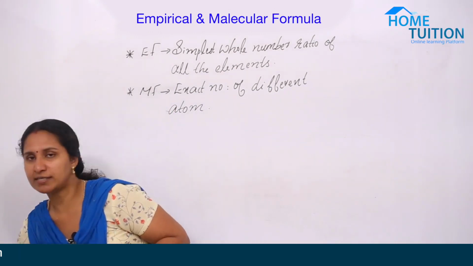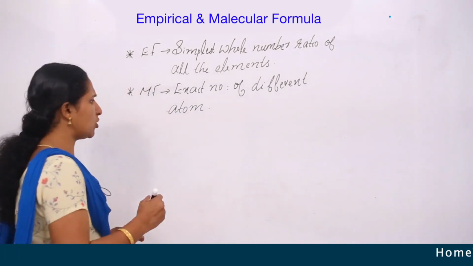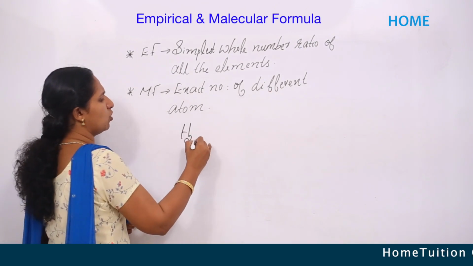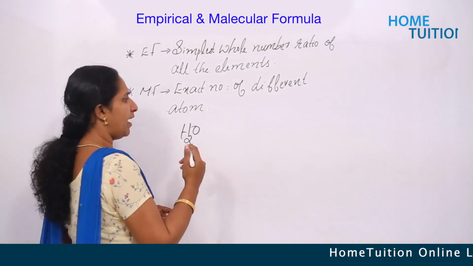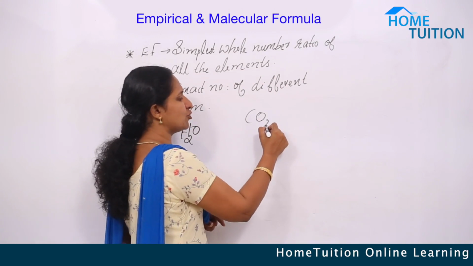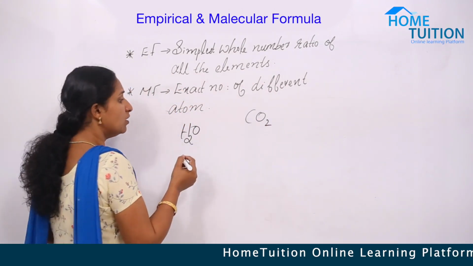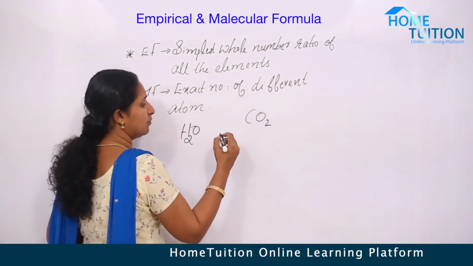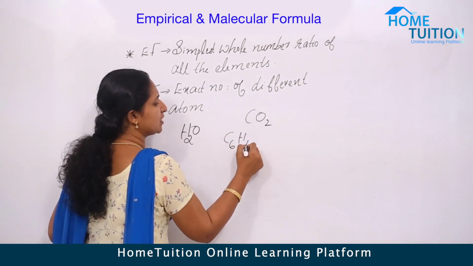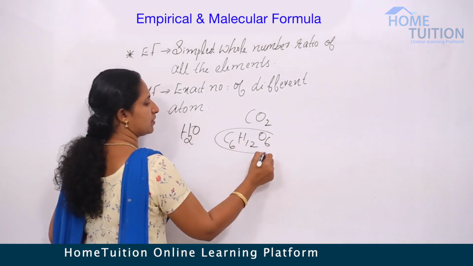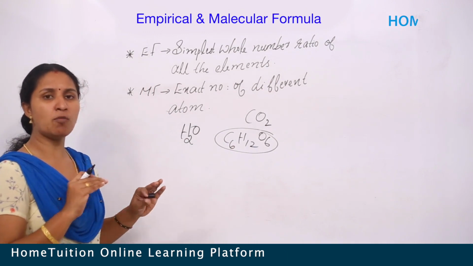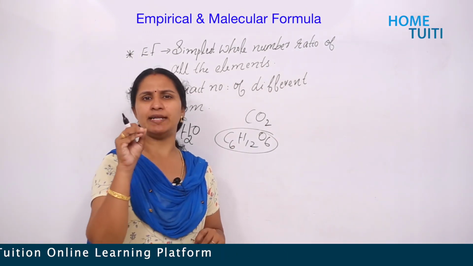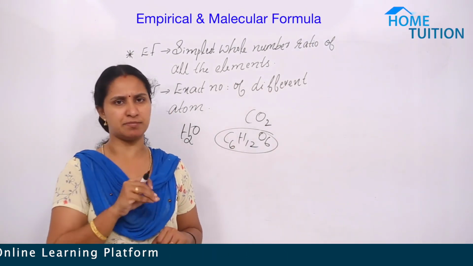For example, water. We know the molecular formula of water, H2O, 2 hydrogen and 1 oxygen. And for carbon dioxide it is CO2. For another molecule, glucose, C6H12O6. Okay, this is about the molecular formula, which contains the exact number of atoms present.